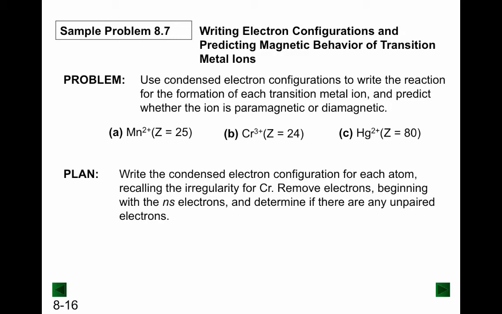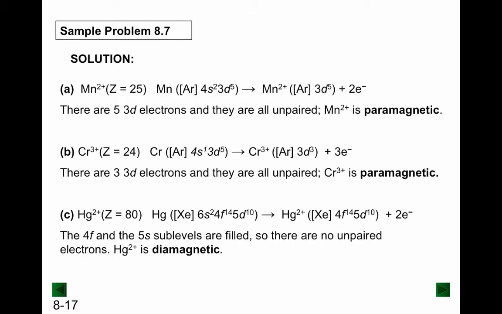Please work through this problem on your own before moving on to the next slide where you can check your work. Here are the solutions to sample problem 8.7. Please compare your answers to the answers shown on this slide. If you did not come up with the correct electron configurations, please send me your work using the email system built into the course. I will see if I can help you figure out why your answers differ from the ones shown here. Please be sure to work through the follow-up problem before moving on to the next slide.